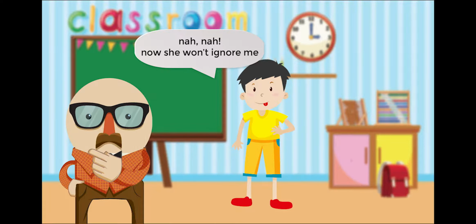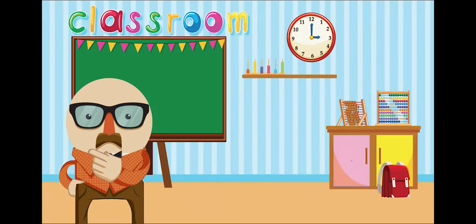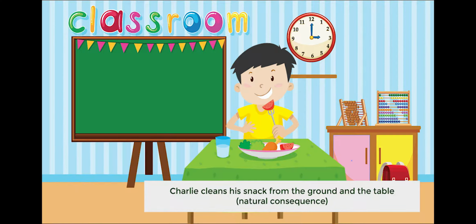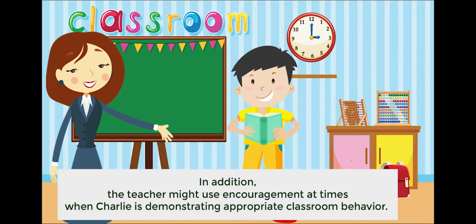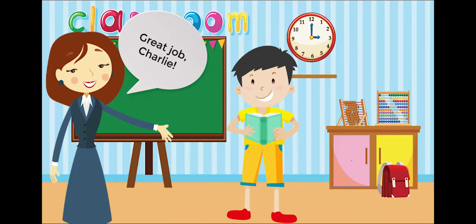Dreikurs' model of discipline explains Charlie's behavior as a cry for attention. The behavior is working because the teacher feels annoyed and responds to the behavior with punishment. Dreikurs' model of social discipline might require that Charlie cleans his snack from the ground and the table. This qualifies as a natural or logical consequence, a hallmark of Dreikurs' model. In addition, the teacher might use encouragement at times when Charlie is demonstrating appropriate classroom behavior. Dreikurs' model focuses on encouragement as an effective tool for preventing behavior problems in the classroom.